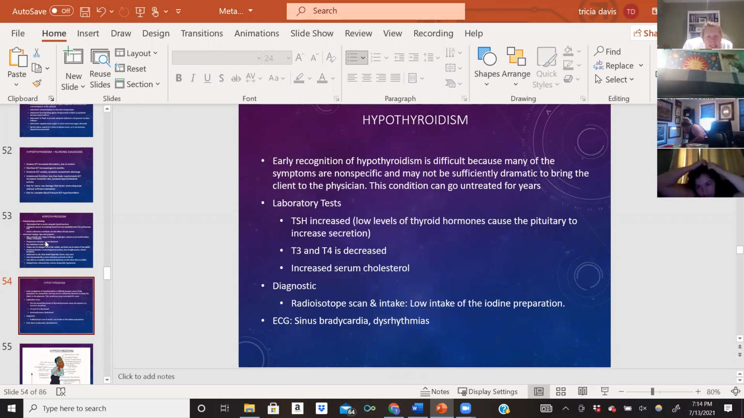So some diagnostic tests. We may do a radioisotope scan and an uptake. This would show a low uptake of iodine. We probably want to do an ECG because they're having some arrhythmias, dysrhythmias, palpitations. That might show that they are suffering with bradycardia, so that low heart rate.